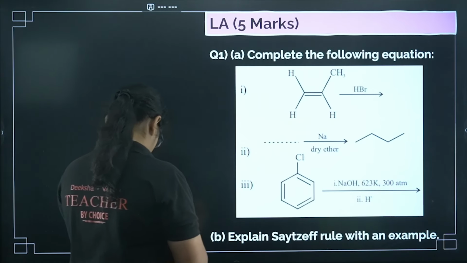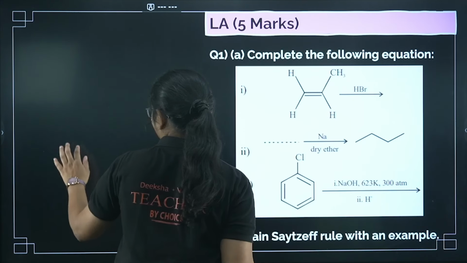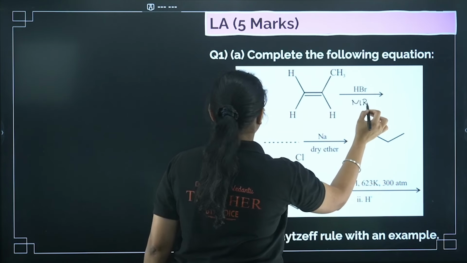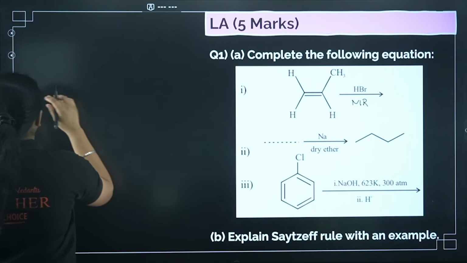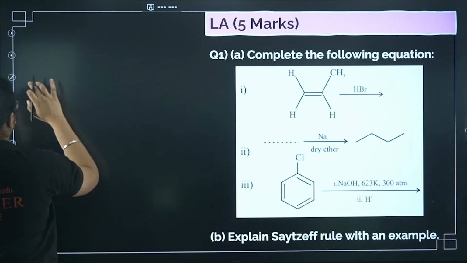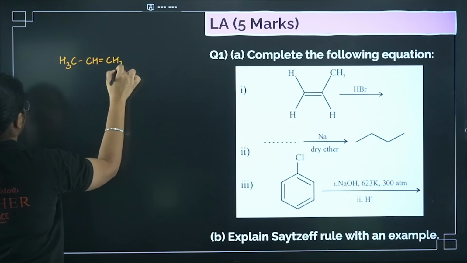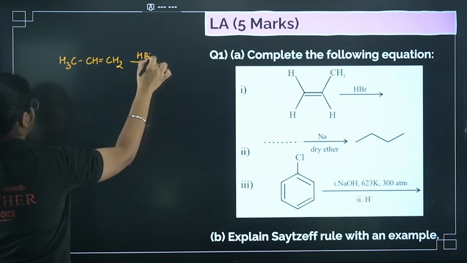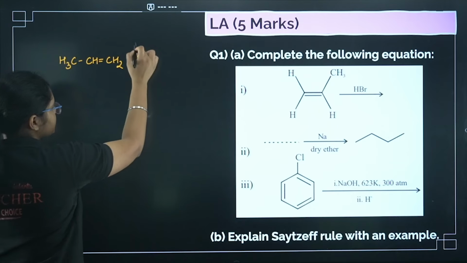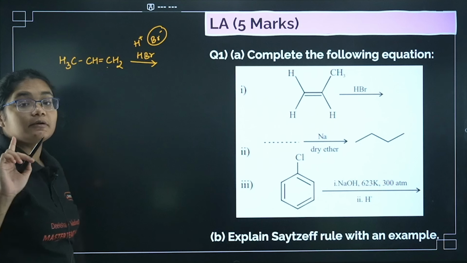The first 5-marker question is to complete the following equation. Now the first one is addition of HBr. You know it follows Markovnikov's rule, right? Those who don't know what Markovnikov's rule is, let me tell you. Whenever we have an addition reaction, I'll give an example and explain. Suppose you have a double bond like this and you are adding HBr. In the addition of HX, H plus and Br minus, the negative part will go to the carbon with the lesser number of hydrogens.